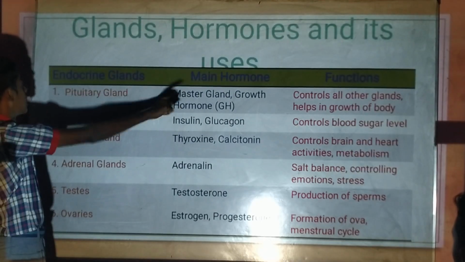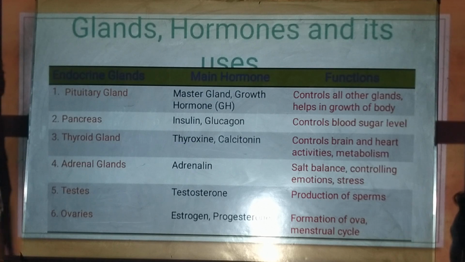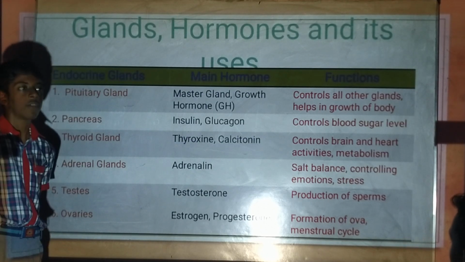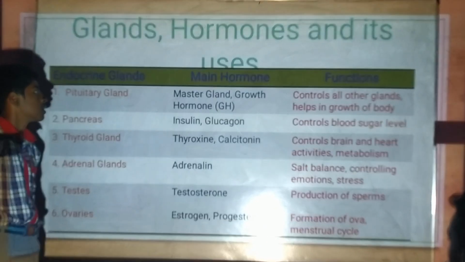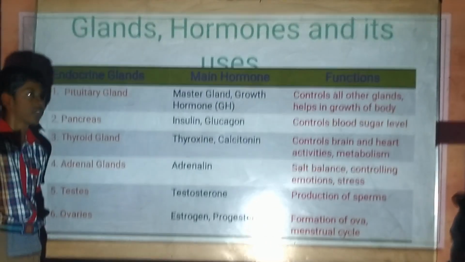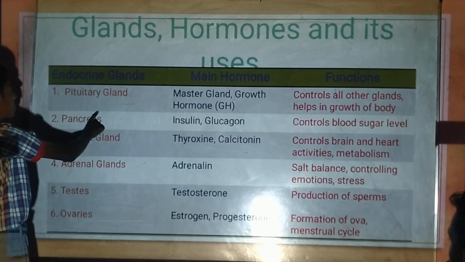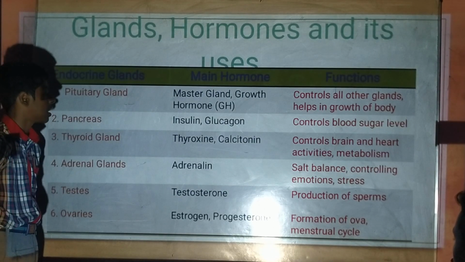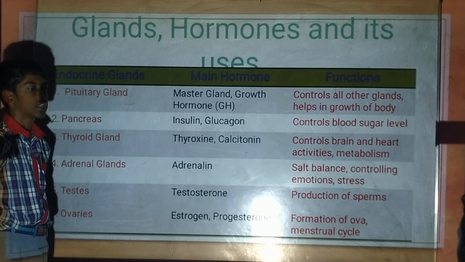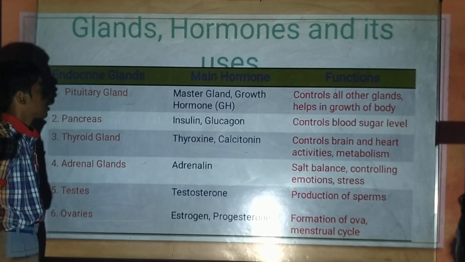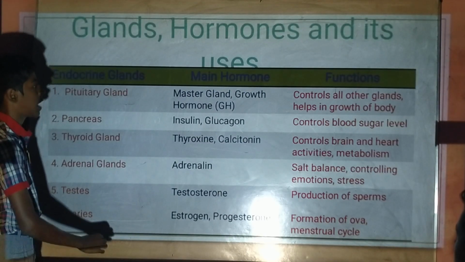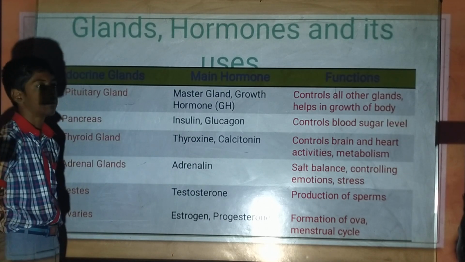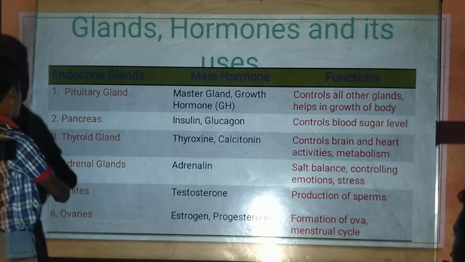Glands, hormones, and their uses. In this slide, we will discuss the different endocrine glands, the hormones produced by them, and their functions. First is the pituitary gland. The main hormones produced by the pituitary gland are growth hormone, ACTH, etc. It is also known as the master gland and helps in controlling all other glands, and it also helps in the growth of the body.